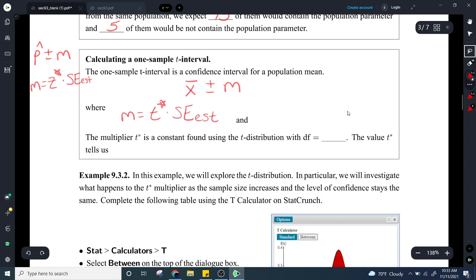Exact same thing. The only difference is instead of z star, we're calling it t star because we're using a t distribution. But the structure is the exact same. And the way we're going to compute that margin of error, it's a little different. This formula is a little different.